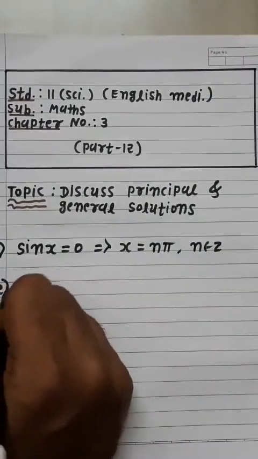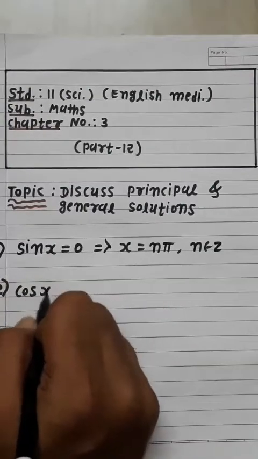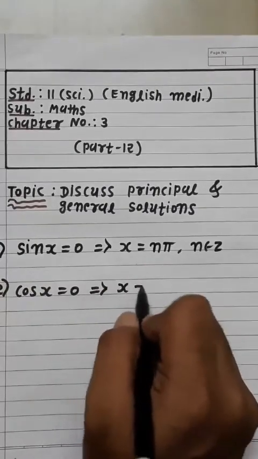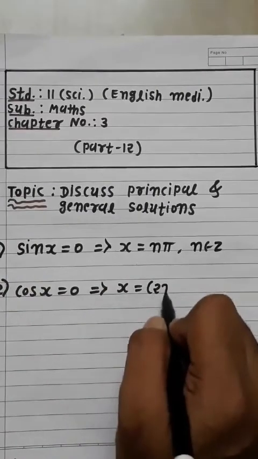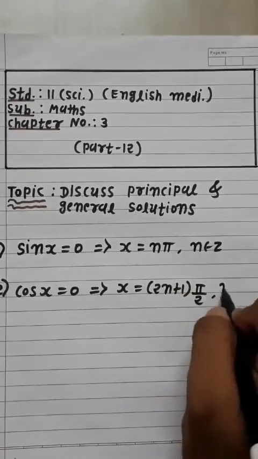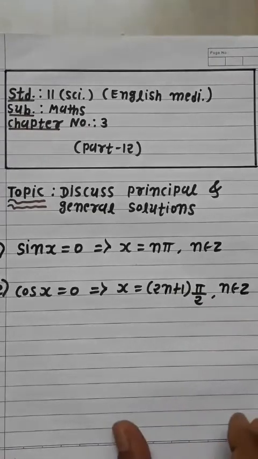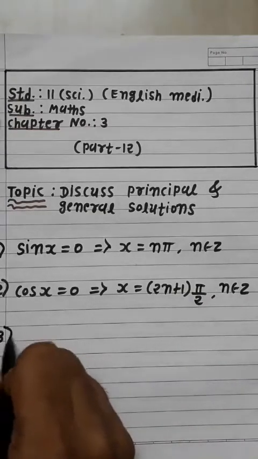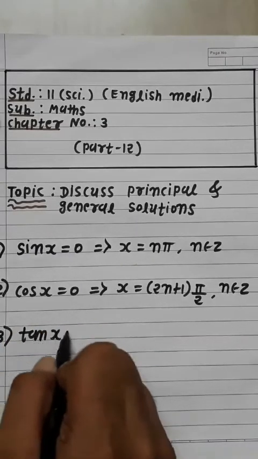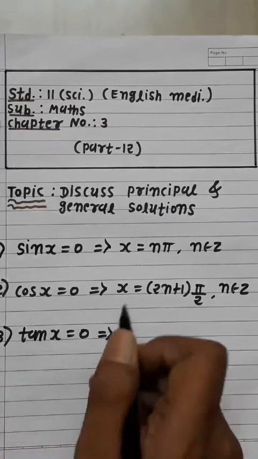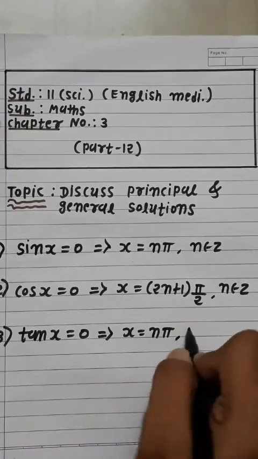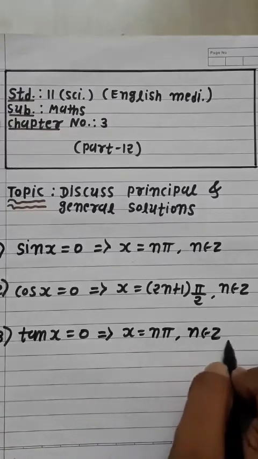Second result, cos x is equal to 0 is present. So the general form is x is equal to (2n plus 1) pi by 2, where n belongs to Z. Third result, tan x is equal to 0. So this implies x is equal to n pi, where n belongs to Z.